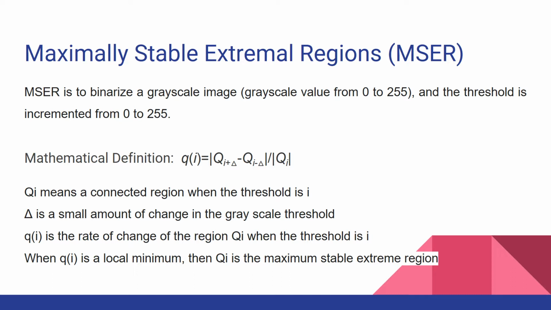I. Delta is a small amount of change in the grayscale threshold. Small qi is the rate of change of the region PQI when the threshold is I. When small qi is a local minimum, then PQI is the maximal stable extreme region. So we can use this formula to check whether two images are similar or not. Next, our team member will introduce the design of our app.